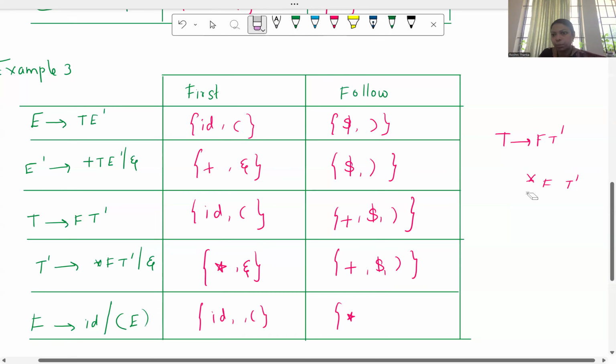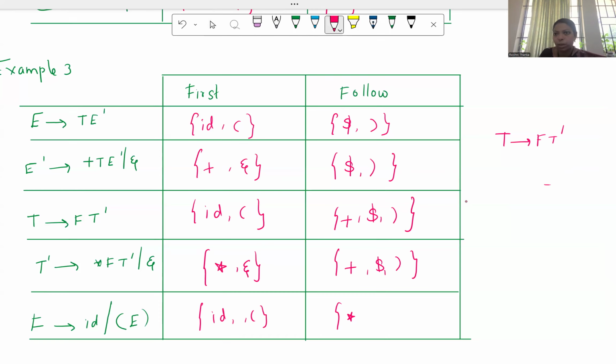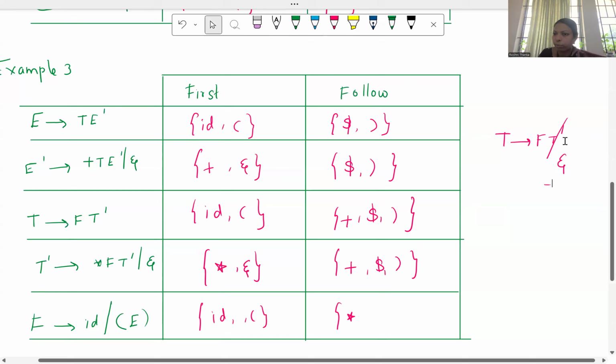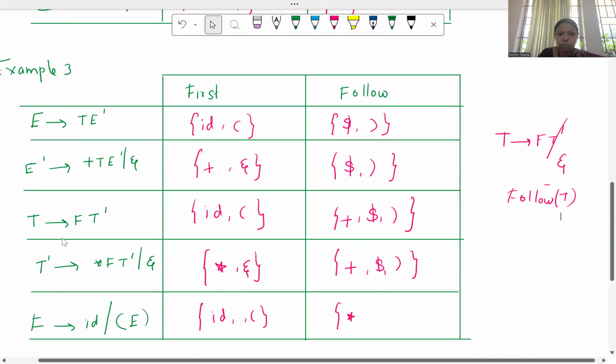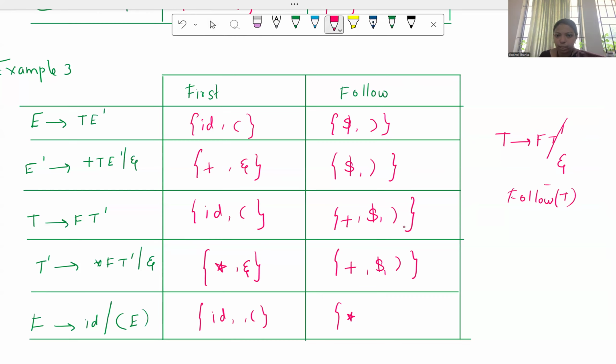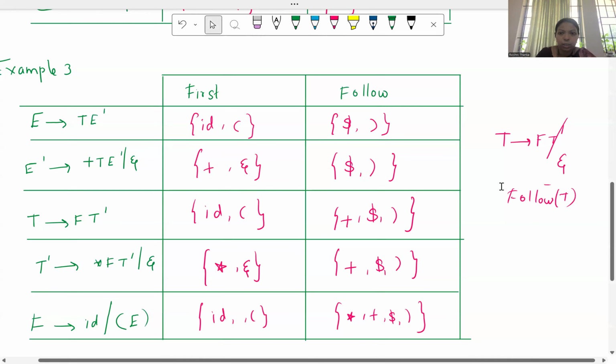If T dash becomes epsilon, in that case, what happened? This T dash became epsilon. So meaning of epsilon, nothing is there. So F is followed by nothing. If F is followed by nothing, you have to say the follow of the left hand side, that is capital T. So what is the follow of capital T? You have these three symbols. So add that also, plus dollar and close parenthesis. That's it, right? So one is this.